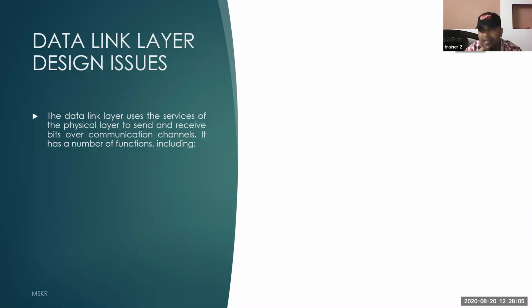In the same way, when people started designing the data link layer, they also started with identifying the issues. So what are the issues the designer needs to take care of at the data link layer level? The issues are: providing well-defined services to the network layer.